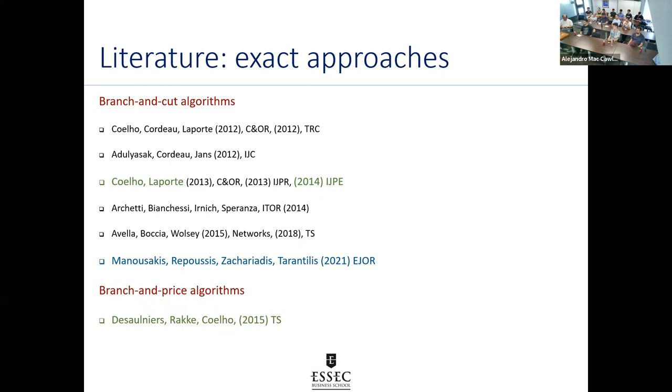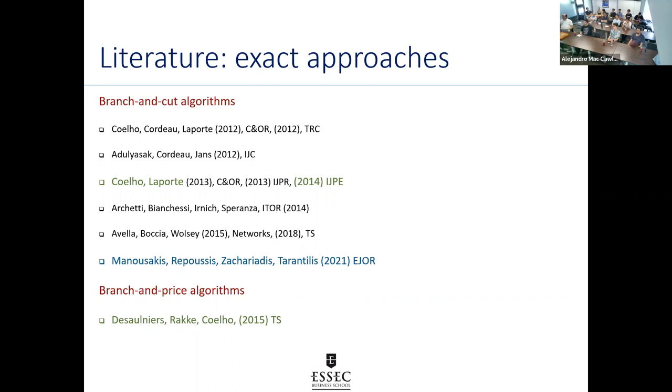This is the only branch and price algorithm that has been proposed in the literature for the inventory routing. All the other exact solution approaches that have been proposed are branch and cut algorithms. What is the difference between the two? In branch and cut algorithms, you use a formulation in which all the variables are there. You have a polynomial number of variables, and you insert cuts dynamically, only where they are valid. So you have a dynamic generation of cuts or constraints.